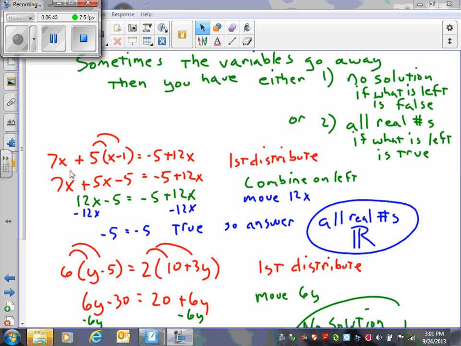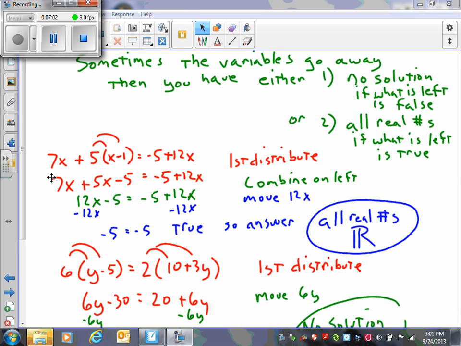All right, we have 7x plus 5 times the quantity x minus 1 equals minus 5 plus 12x. Got to distribute first. 5 times x is 5x. 5 times minus 1 is minus 5. So I get 7x plus 5x minus 5 equals minus 5 plus 12x.